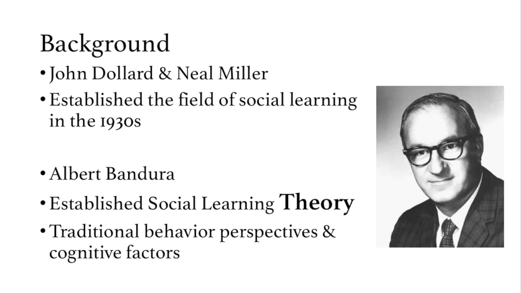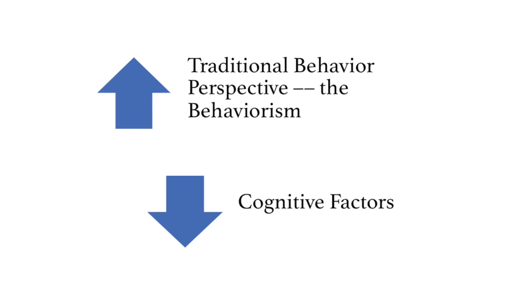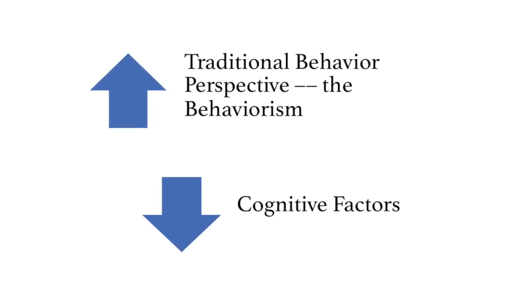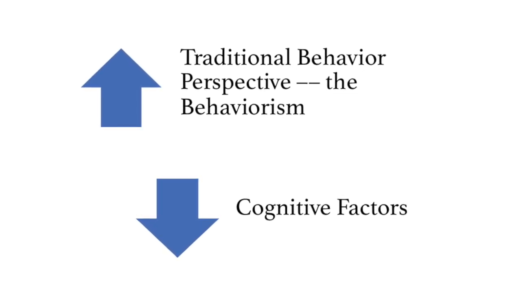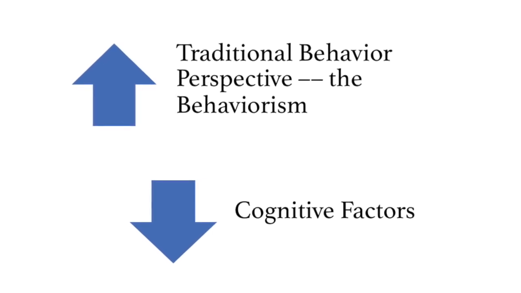So Albert Bandura wasn't the first one who focused on social learning, but he was the one who established social learning as a theory on its own, shifting the focus away from the traditional behavior perspective, behaviorism. He focused on how cognitive factors are involved in learning. So, social learning theory is often described as a bridge between traditional learning theory and the cognitive approach.